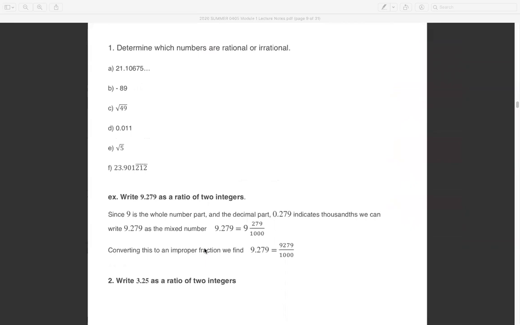Determine which numbers are rational or irrational. So remember, we have our decimal form and our fraction form. This one is in decimal form, and it looks like it does go on forever. Does it have the same repeating pattern? No, it doesn't have the same repeating pattern. So you got to think of pi, because pi is a good example of what is an irrational number, and we're all familiar with pi. It goes on and on forever, has no repeating pattern. So this is irrational.